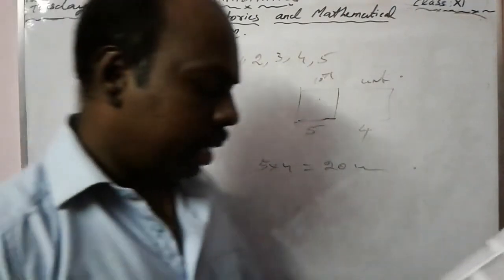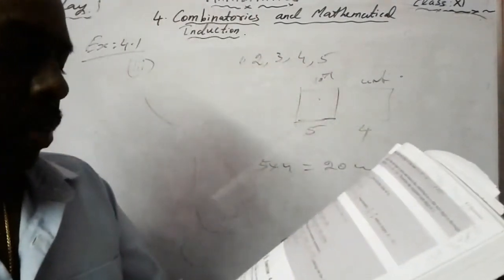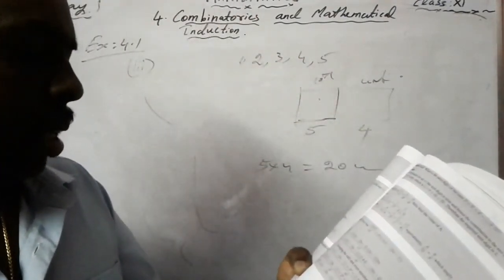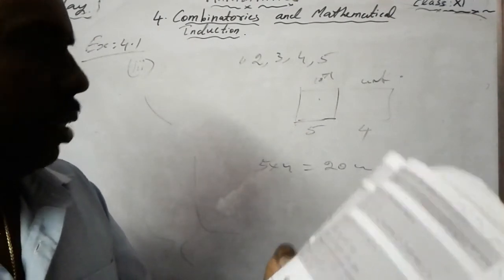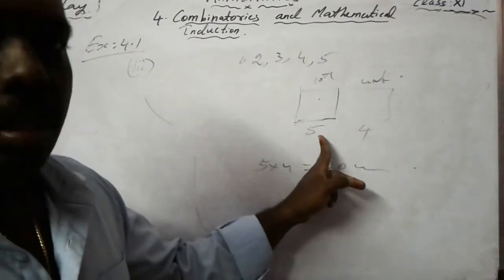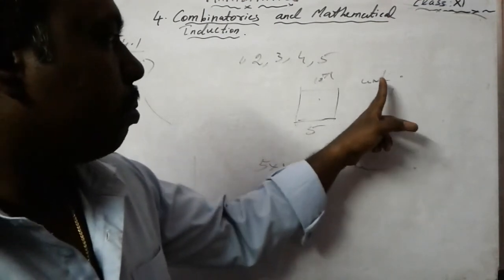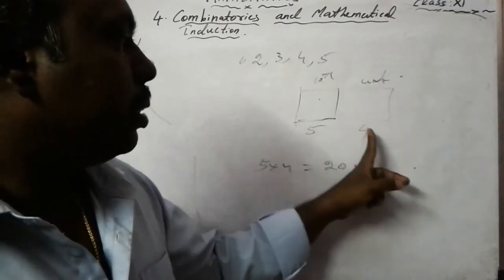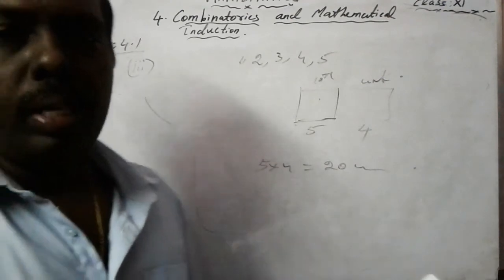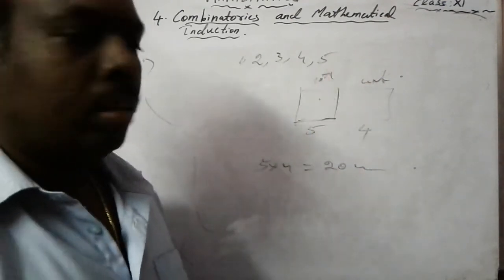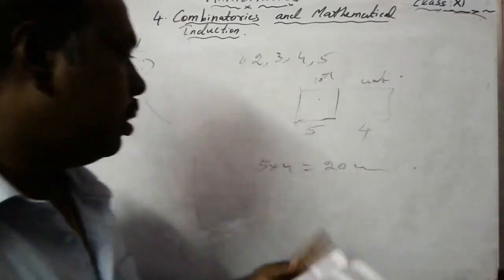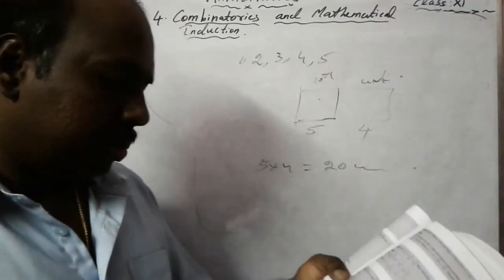So the steps we have to write like this. The number of ways, the tens place can be filled in 5 ways. Number of ways that the unit place can be filled in 4 ways, because repetition is not allowed. So total number of ways is 5 into 4, that is equal to 20.